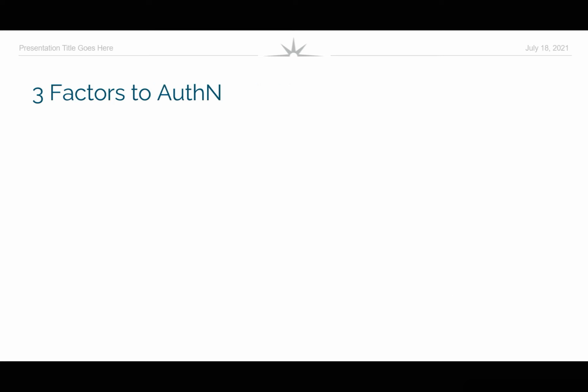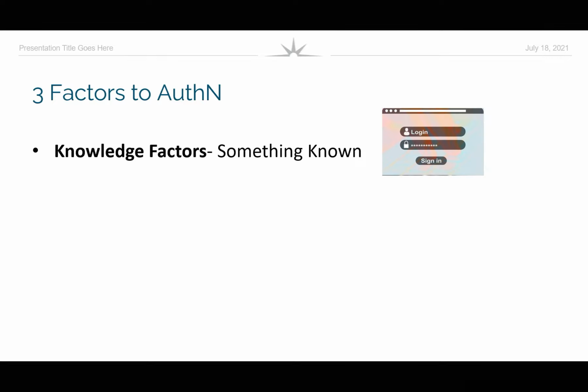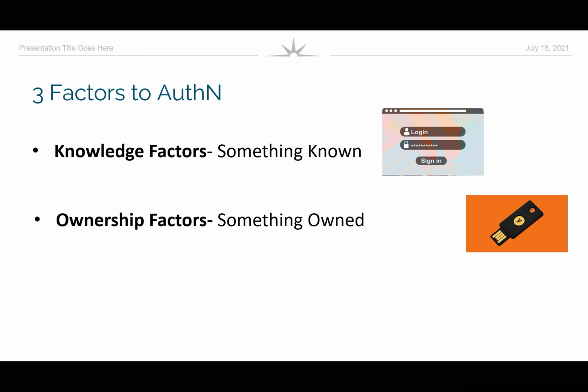Traditionally, there are three main factors to authentication, which are just data points that can be used to authenticate users, devices, or anything else that requests access to a system. Your first type of factor is a knowledge factor. It's going to be something that is known, like a username and password. Your second factor is going to be an ownership factor, something that is owned, like a YubiKey, which, if you didn't know, is a hardware device that you can use to sign into computers so you don't have to use a password, or you can use it as another factor to a password.